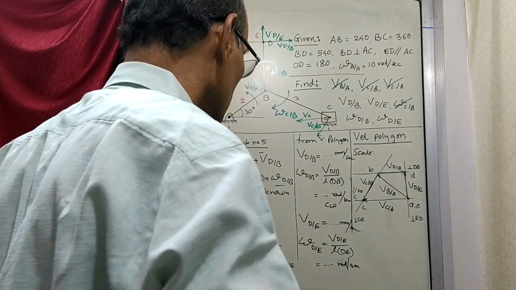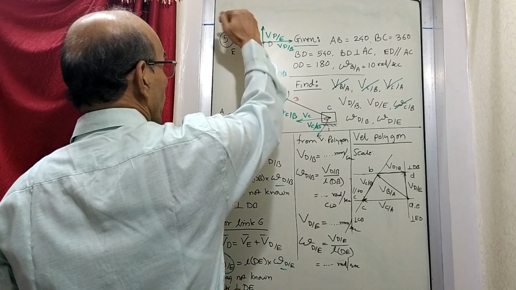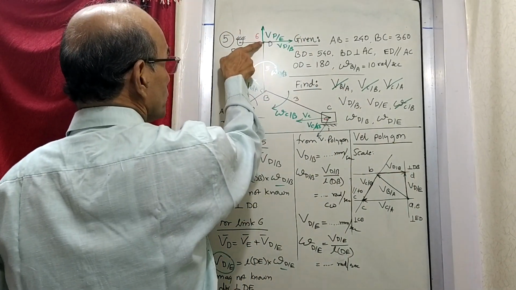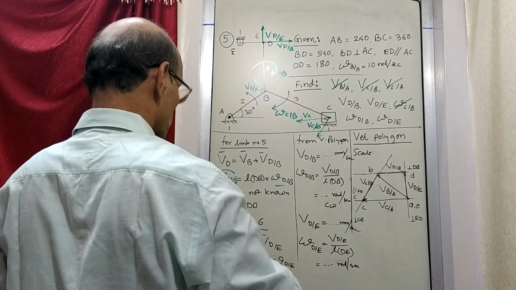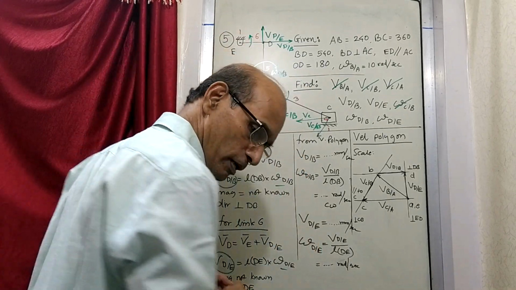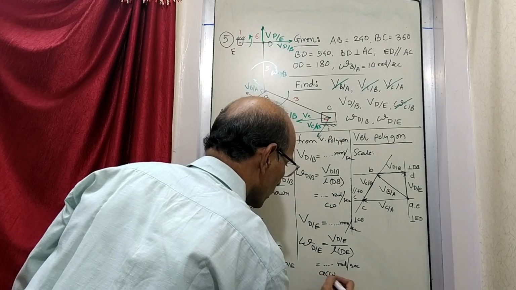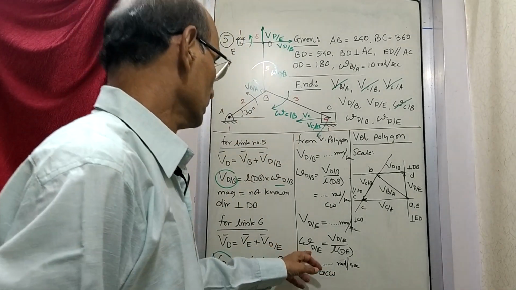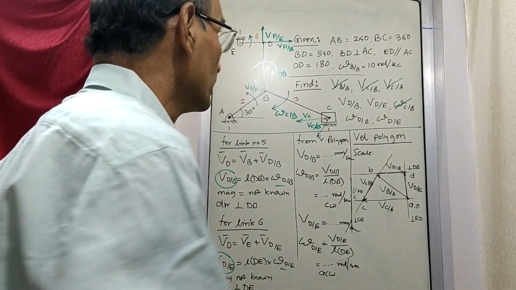And the direction of this, how this link is going to rotate, this way or this way, for that you have to put this vector here, and velocity of point D, when you see from E, D seeing from E, has to be this way, which is anti-clockwise. So we write here anti-clockwise. The direction of this link is anti-clockwise.